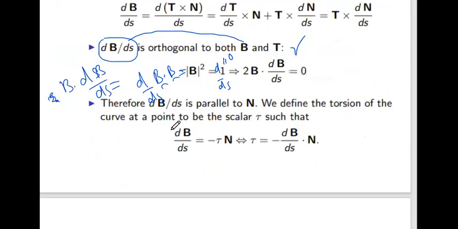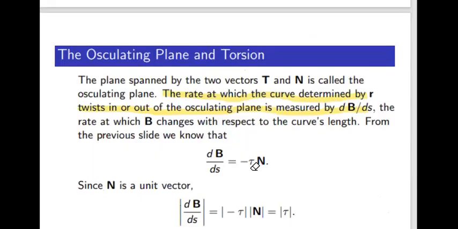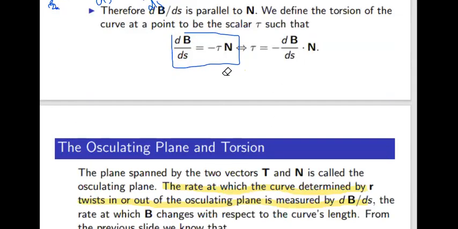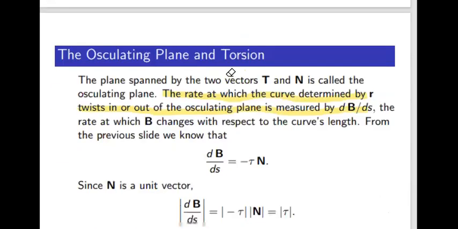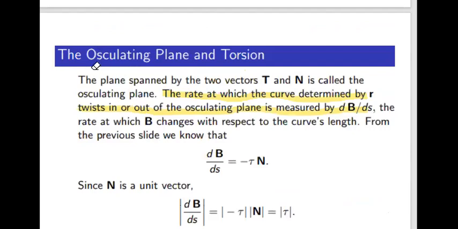So here we go, then we can define the torsion. Yeah, this is the torsion of the curve. Tau is the torsion. So they define it with a negative tau.